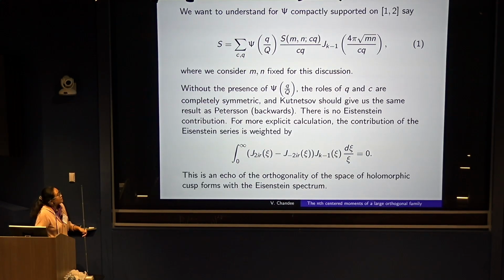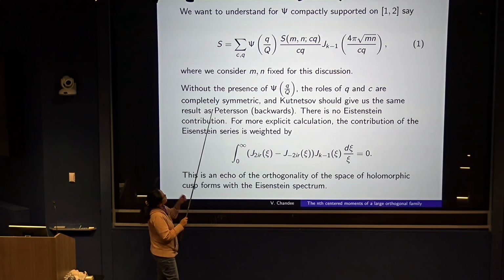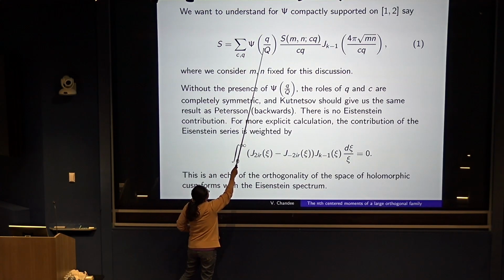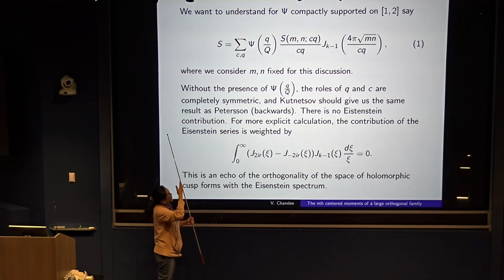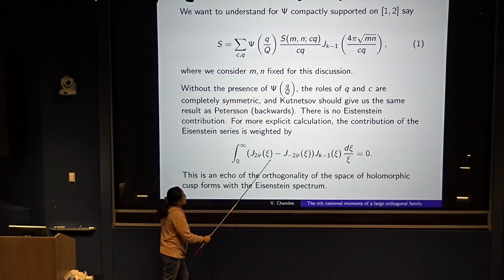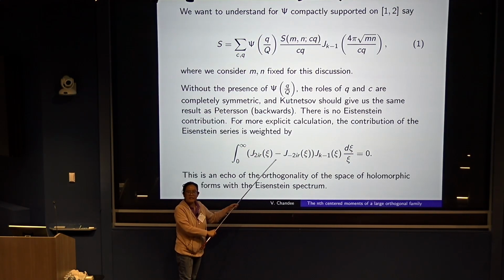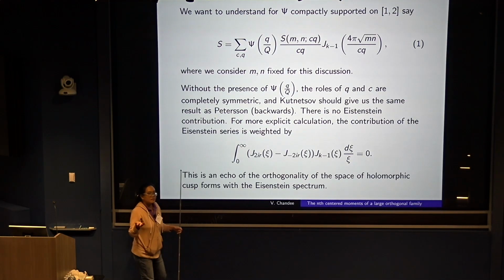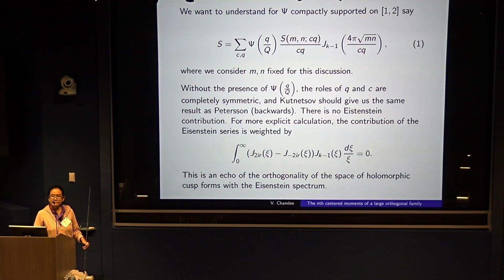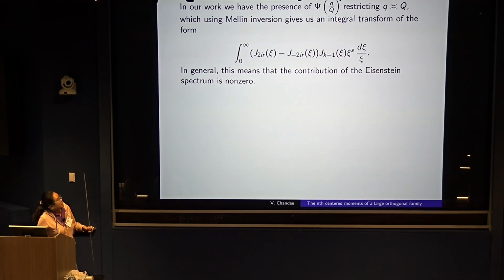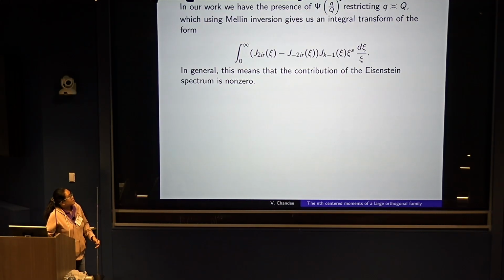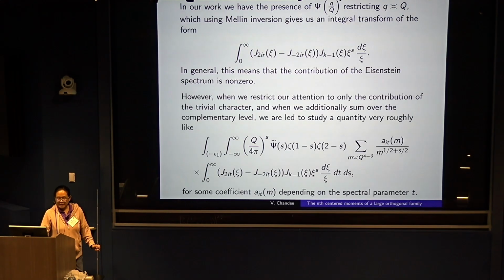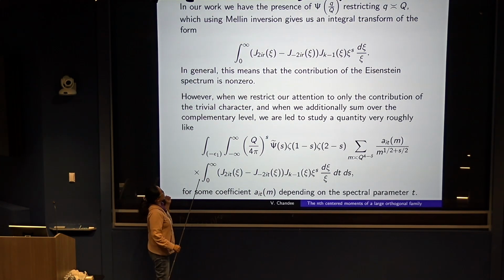So what we have is, if we do this, it looks basically like a Petersson formula backward. If you just do the Kuznetsov, you just have no Eisenstein contribution. But in the more explicit calculation, this is from the Eisenstein series, this is from holomorphic. They are orthogonal to each other. So the integral is 0, they disappear. But we have phi q, so we do a Mellin transform there, and this contribution of the Eisenstein spectrum is non-zero. But we do have an extra sum over C. And it turns out that it roughly looks like this.